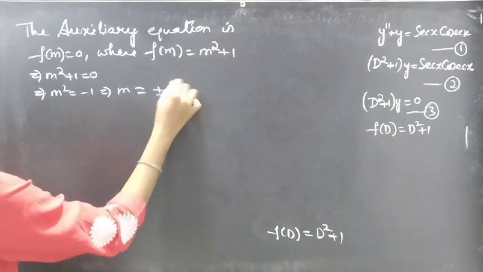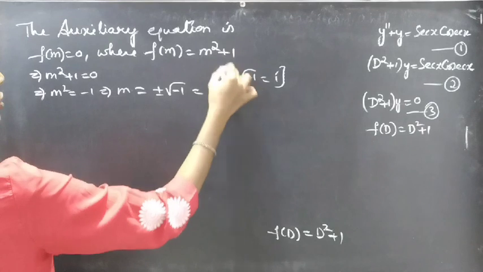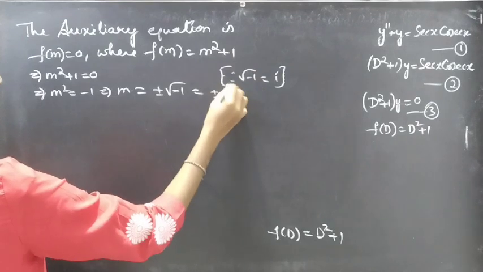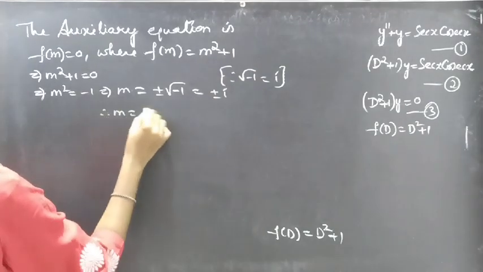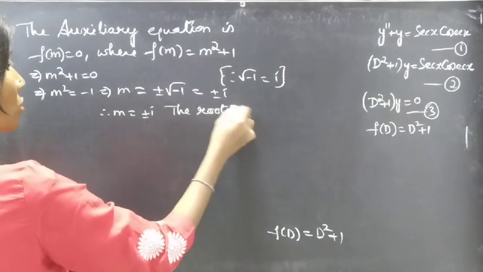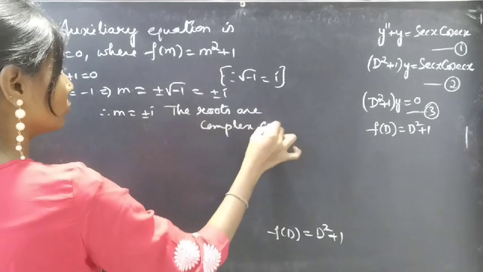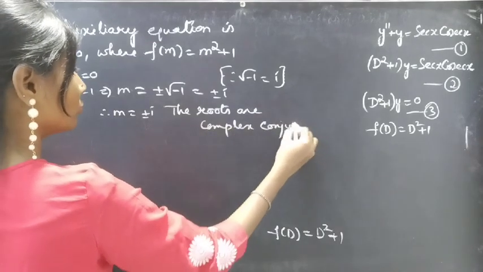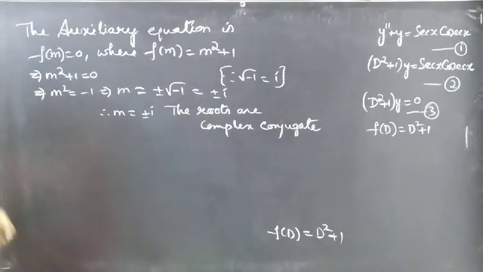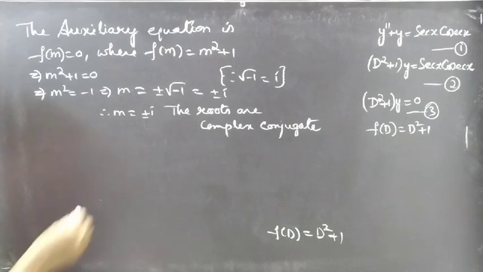m equal to plus or minus square root of minus 1, and since square root of minus 1 is i, we'll get plus or minus i. Therefore m equal to plus or minus i. The roots are complex conjugate. We know that when two roots, say m1 and m2, here we got complex conjugate roots, right?